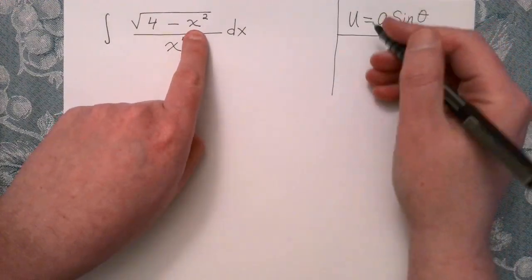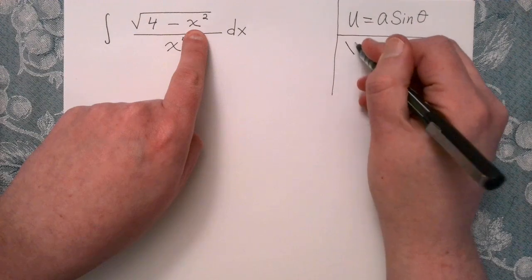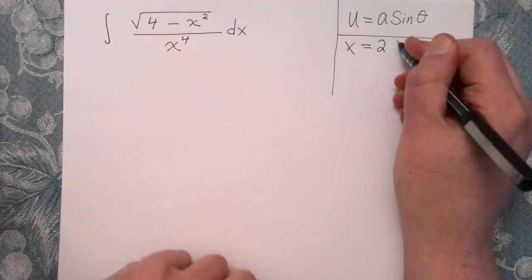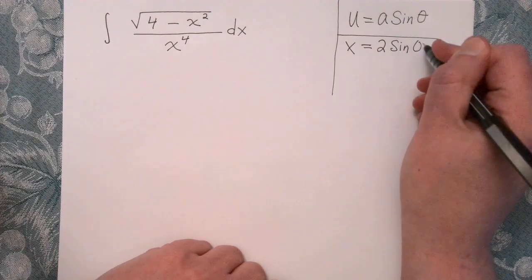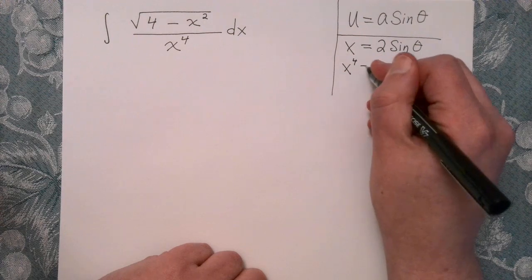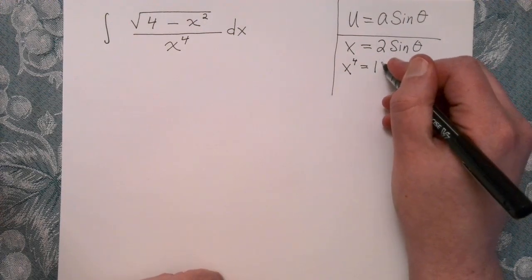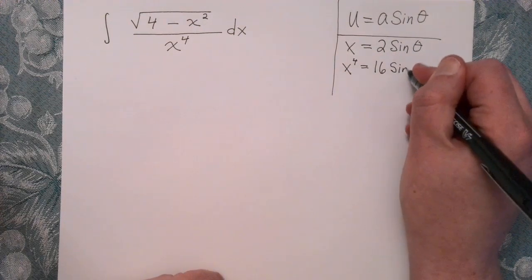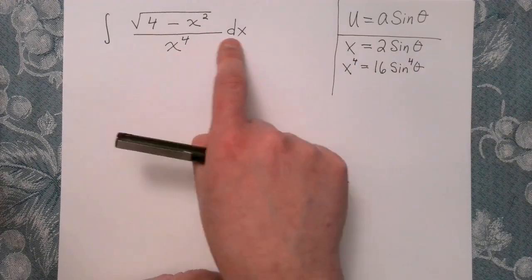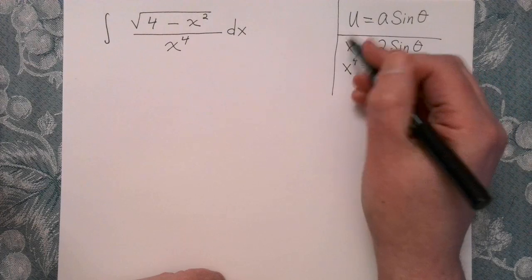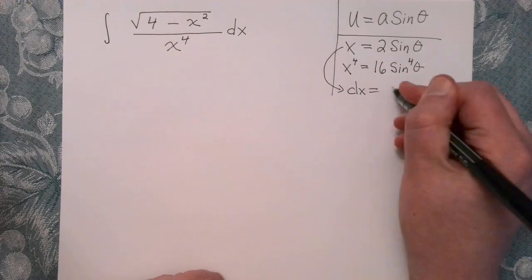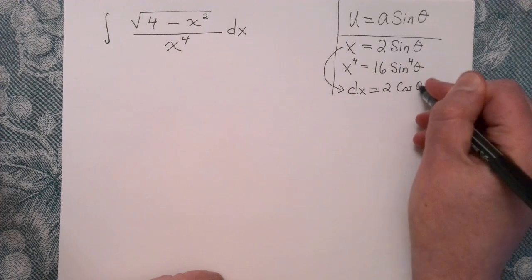Okay, if that's u squared, then u is x. And if that's a squared, then a is 2. So it looks like x to the fourth will be 16 sine to the fourth of theta. So I can now replace this and this. And don't forget, I need to replace this. So dx, just by taking the derivative of both sides, is 2 cosine of theta d theta.